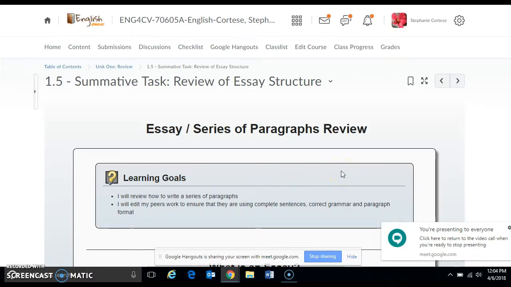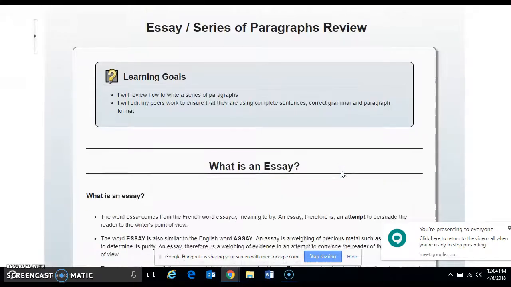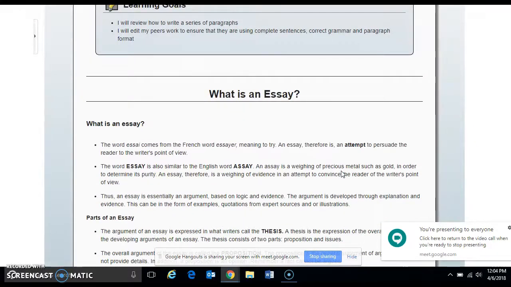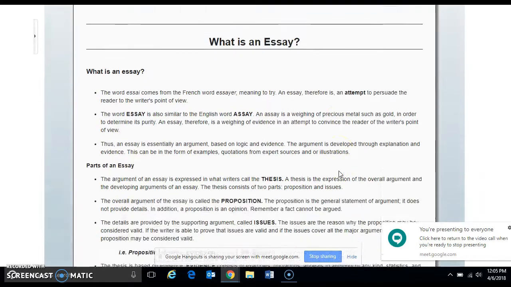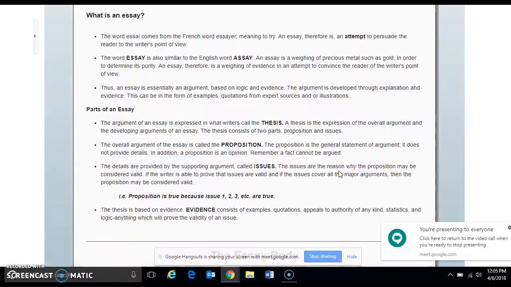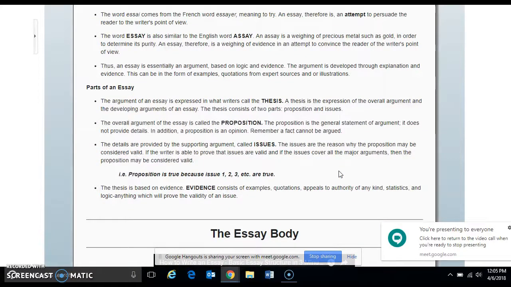Here is our lesson 1.5, which is our summative task. What this does is break down the expectations of what an actual essay is. We get into some linguistics in regards to where the word comes from, its place of origin. We get into proper understanding of parts of an essay, so the idea of thesis and proposition, and the issues. The proposition is your overall argument of the essay. Your supporting points or arguments are in fact called the issues. Therefore, the proposition is true because issue 1, 2, 3 is true.